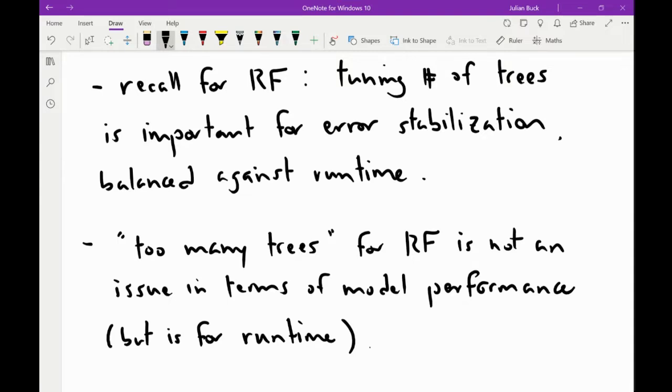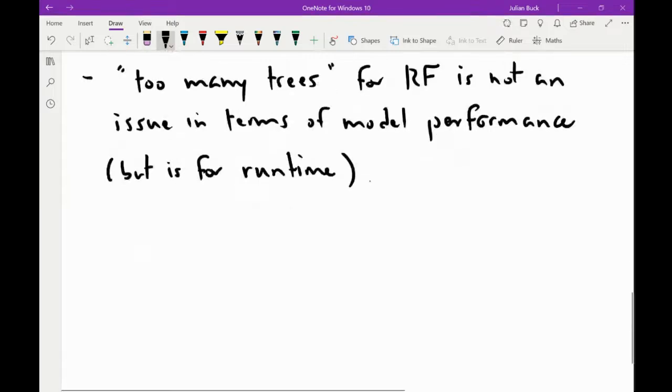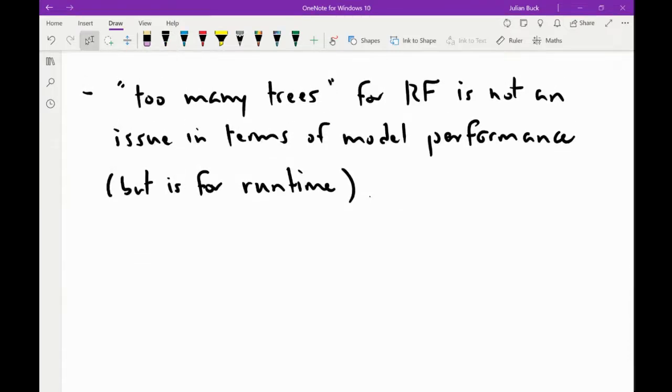And so that was the whole idea. Once we see that the error is somewhat stabilizing and we're not really getting any improvement, all we're doing at that point is costing ourselves computation time, and that's when it's a good idea that, okay, that's probably where we should stop. Okay. So in particular, what does that mean for it doesn't affect model performance?